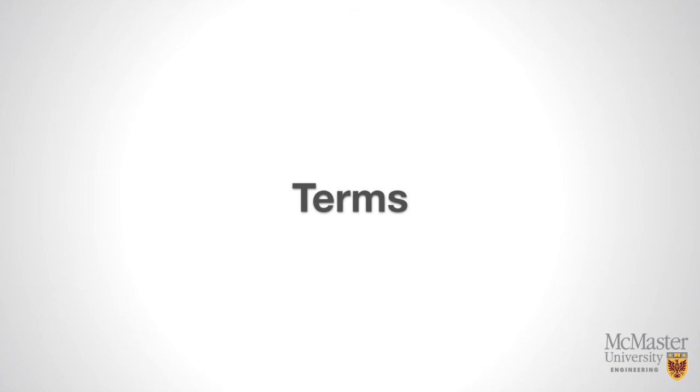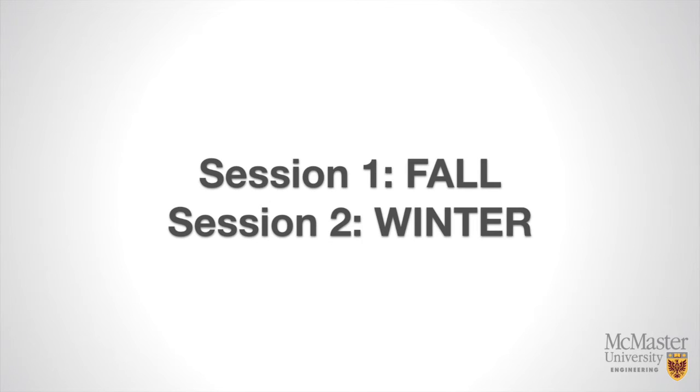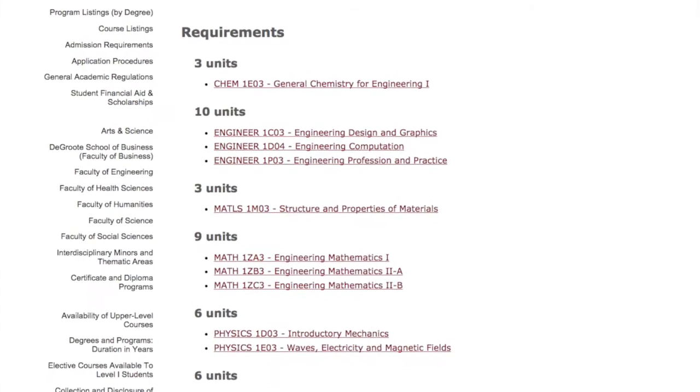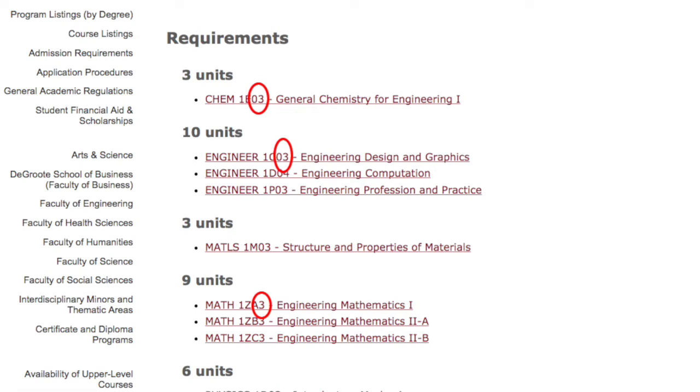Each of the years that you're at McMaster are called terms. There are 2 sessions within each term. The first session is fall, and the second session is winter. So take a look at each of your course codes. The last digit of the course code is how many units that course is worth. You'll notice that some of them have a 3 and some of them have a 6 at the end.